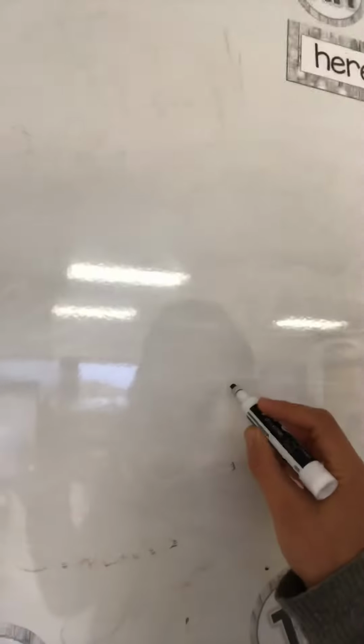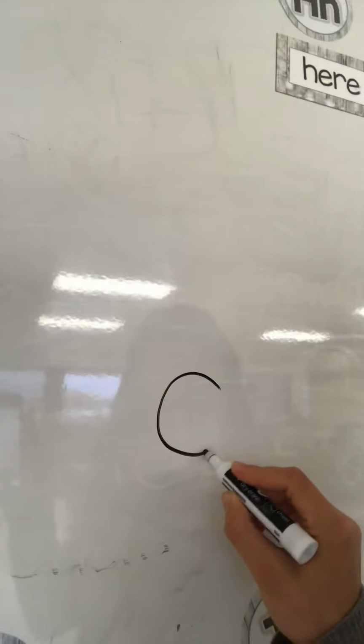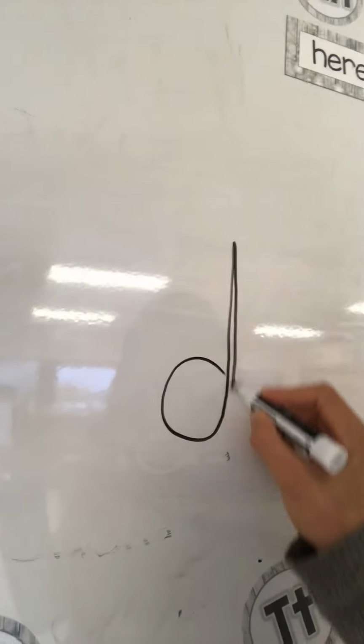Now, when you make a D, look at the shape of my mouth. D. It's like an O. And when you make a D, you go a C, close it way up, and down.